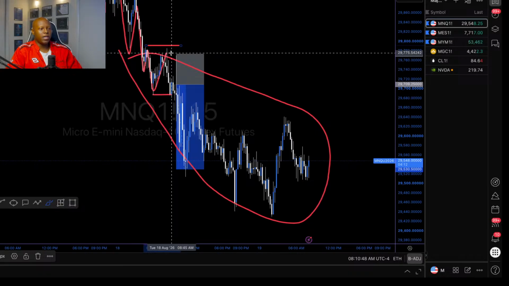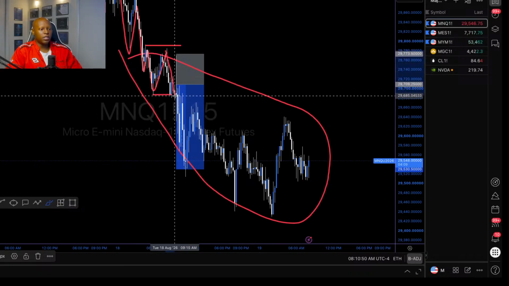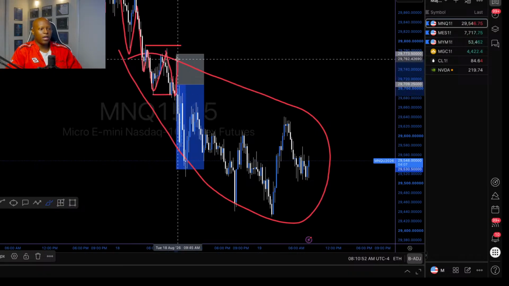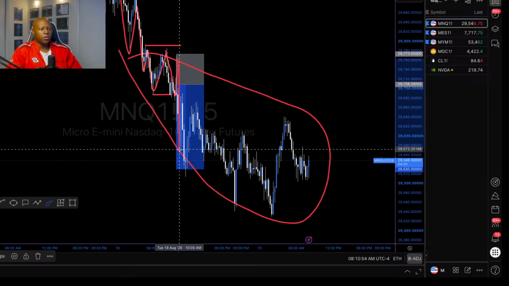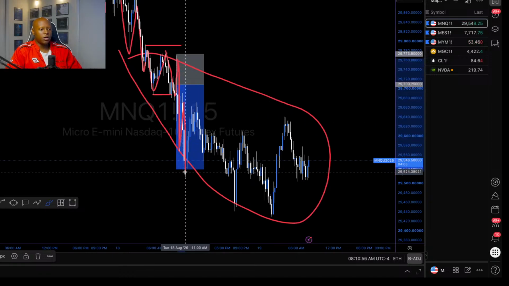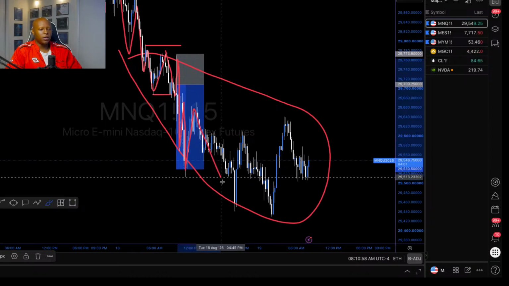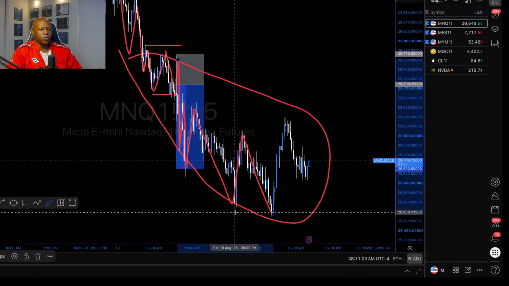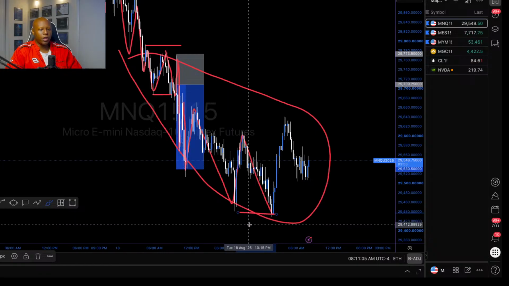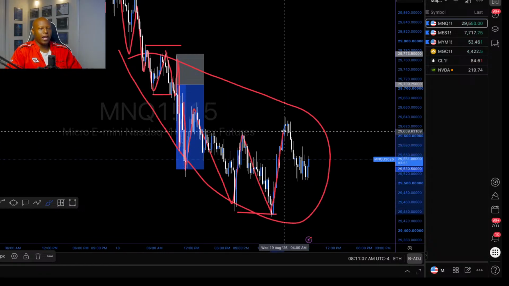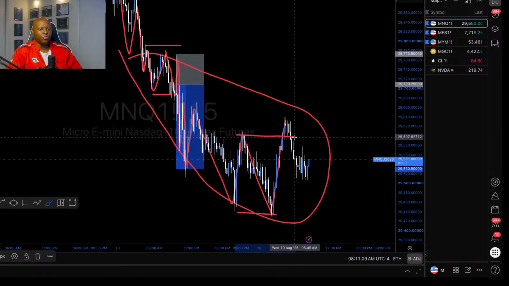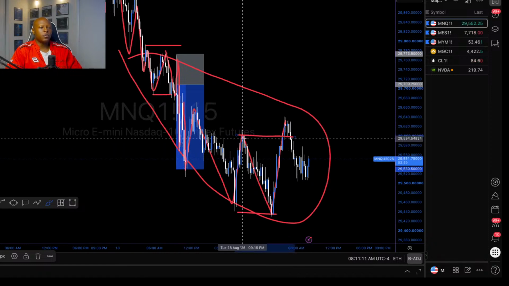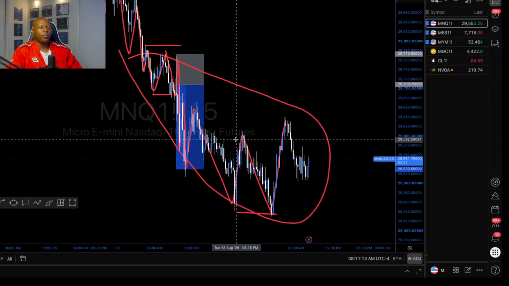Then we created a lower low by creating this low here. A lower high, a lower low, lower high, lower low, lower high, lower low. This low is lower than this low. We broke through that area there, and then we created a higher high, right? So price just broke through this area here. So now we're in a technical bullish market structure.